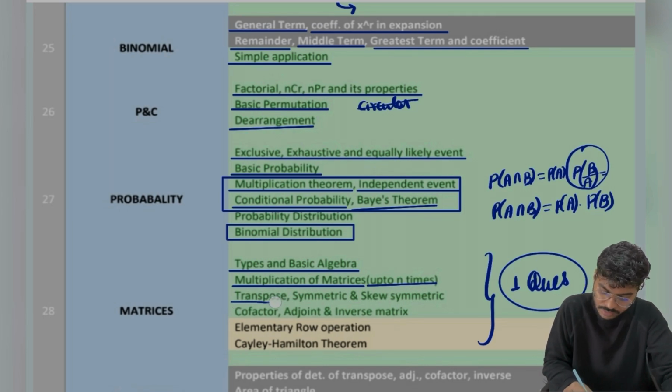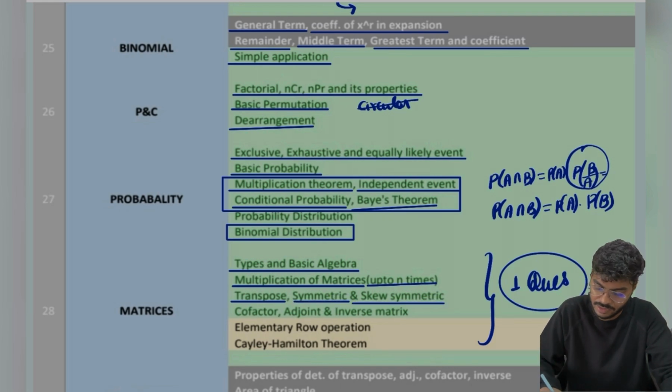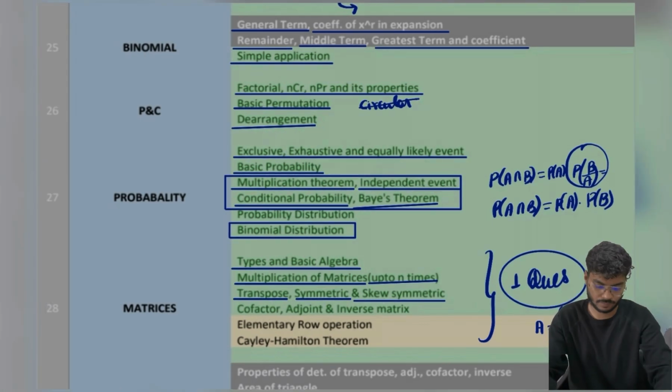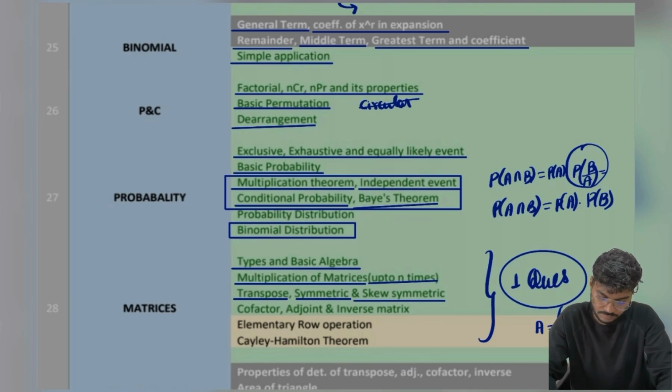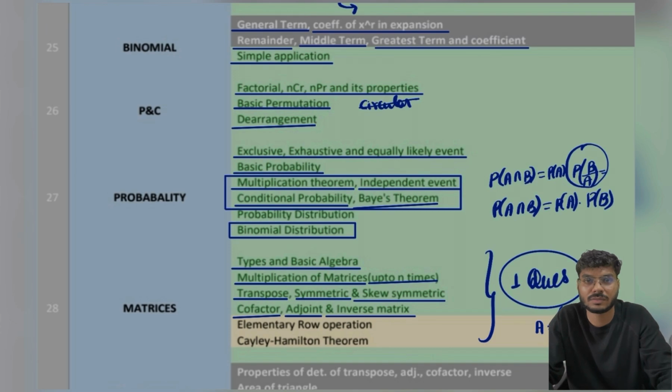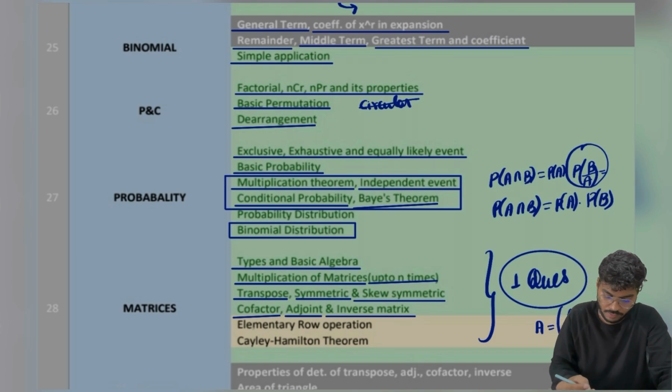What is transpose? What is a symmetric matrix? Revise this thing. Any matrix can be converted as the sum of a symmetric matrix and a skew-symmetric matrix. Then what is a cofactor matrix? What is an adjoint matrix? Minor matrix? What is an inverse matrix? Just revise the inverse matrix, how to find A inverse. A inverse we can find by elementary row operations.